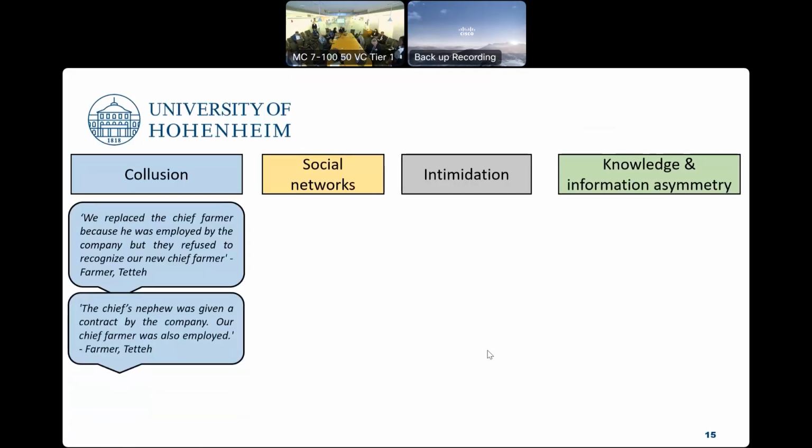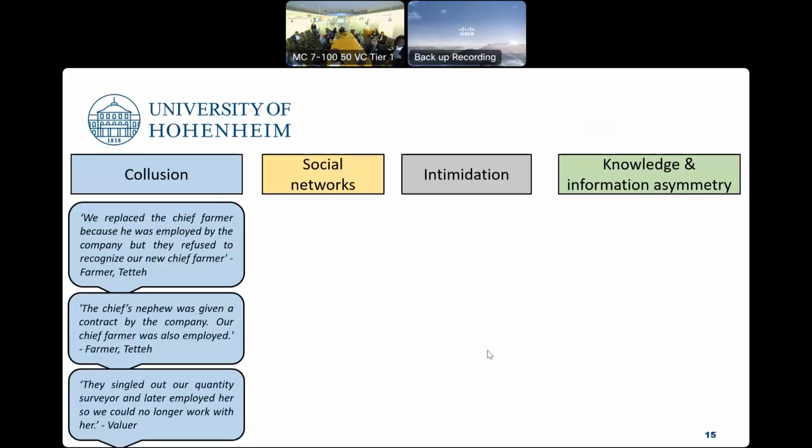And then also the chief at that time was old and sick, so his nephew was acting for him. And the nephew was also given a contract by the mining company. So he also became compromised. And then finally, this was from the valuer: they singled out his quantity surveyor and later employed her. So these were collusive tactics that were used to compromise the negotiation process.